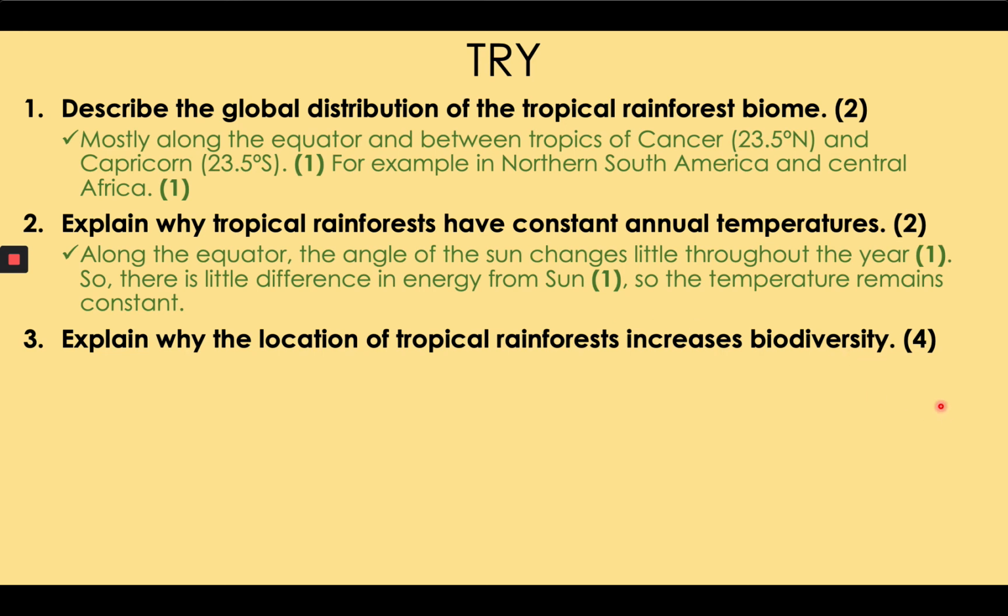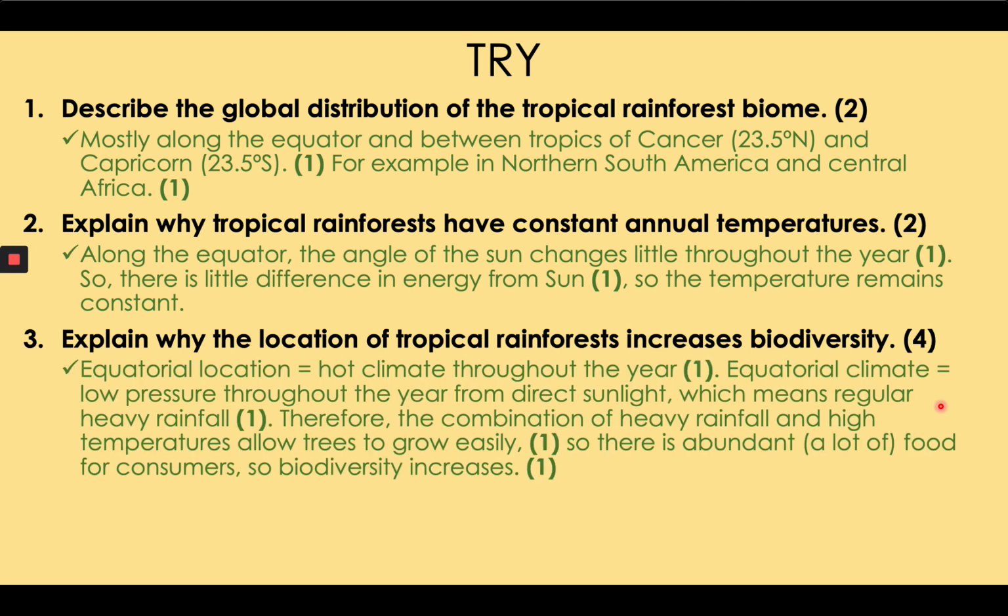3. Why does the location of tropical rainforest increase biodiversity? So you should have said that there's a hot climate through the year. You should have said about the heavy rainfall throughout the year. Therefore, you should have said that the combination of heavy rainfall and high temperature creates the perfect environment for plants to grow easily. Because there are many different types of plants, there's lots of food, producers, for consumers to eat. So the biodiversity increases.